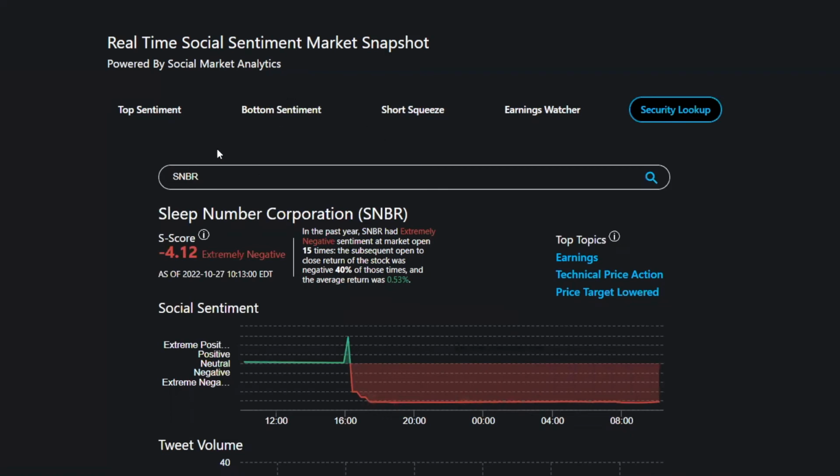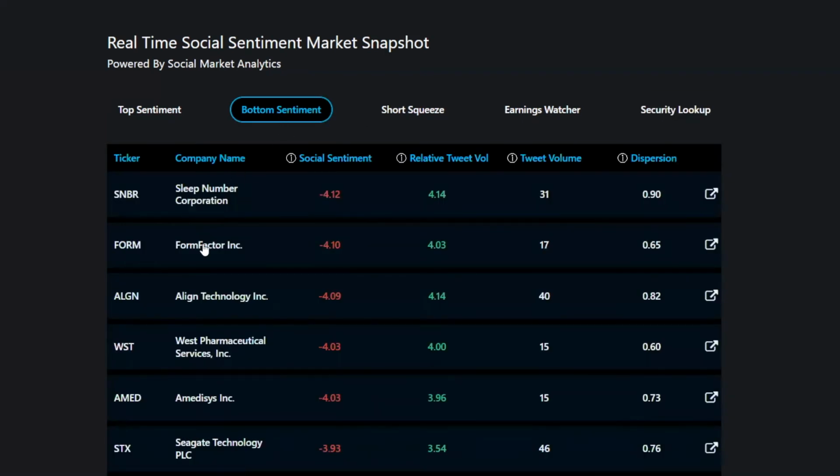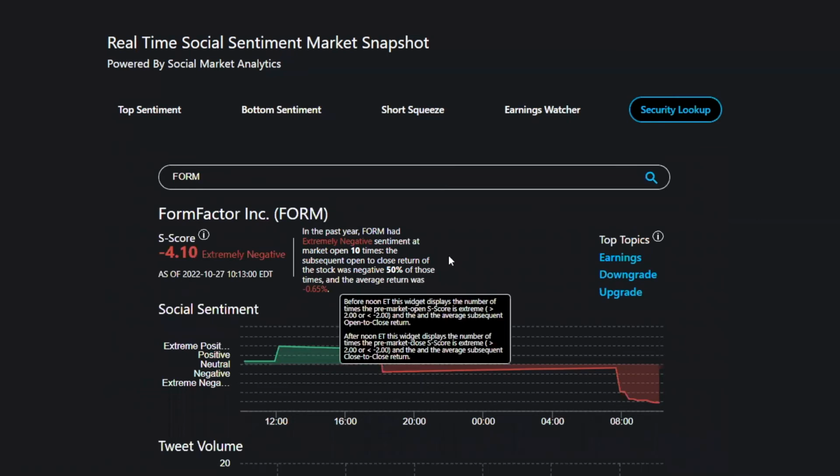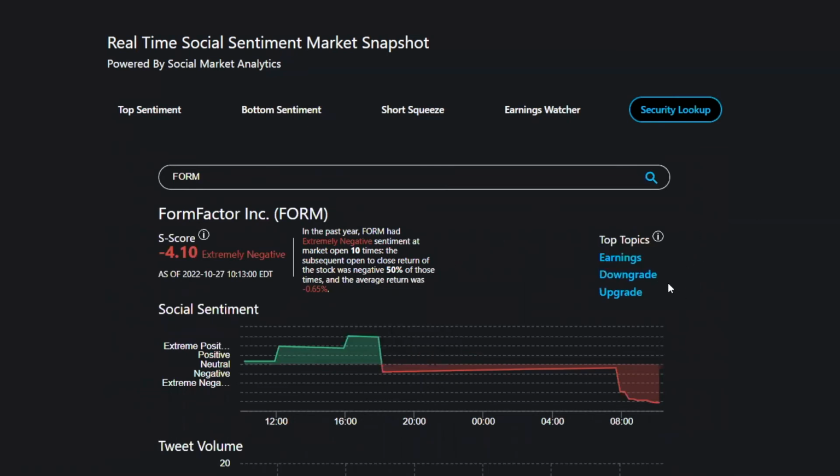And then the last one that I want to talk about today was Form Factor. Form Factor earnings, downgrade, upgrade. So there's a little bit of disconnect between upgrades and downgrades, but it does on average go 0.65% lower. And this one is another one that had plenty of time to get in and is actually lower right now than it was at the open.